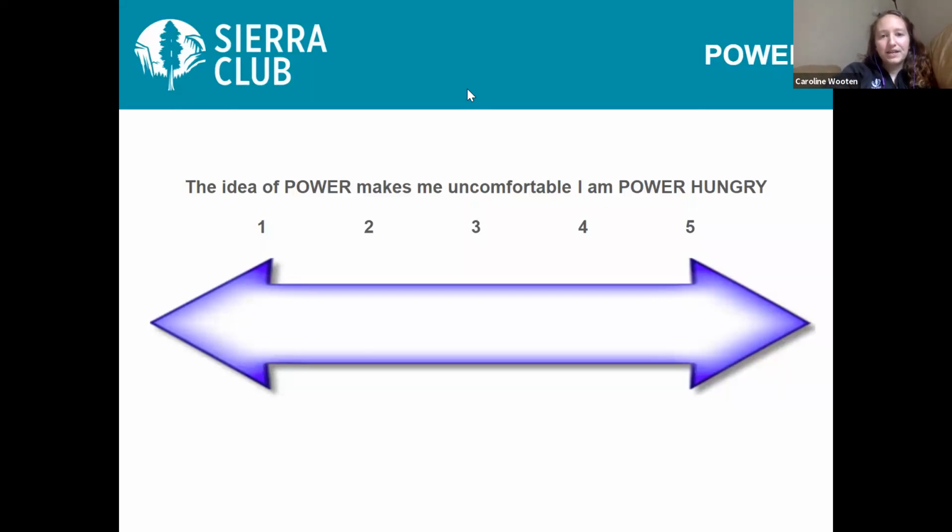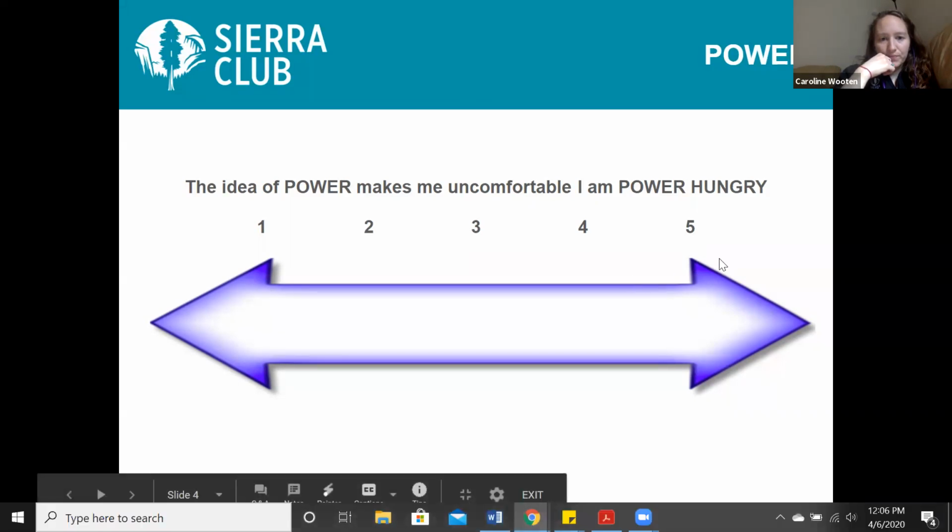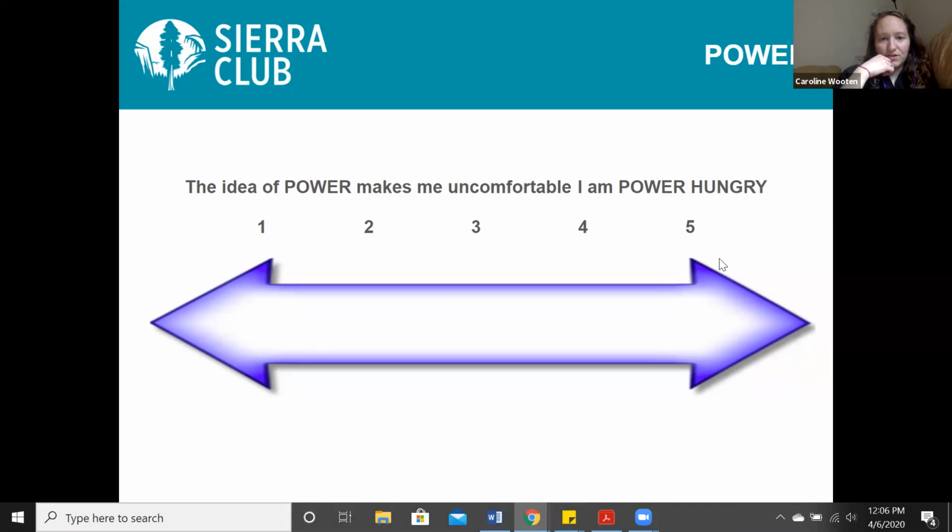I put 4 because I think it's necessary for change, but I've never felt I was in a position of power or influence. Susan says, power is a broad term. My desire is mostly to be effective, compelling, etc. Anyone else want to share? Okay, cool. Well, we can go on to the next slide.